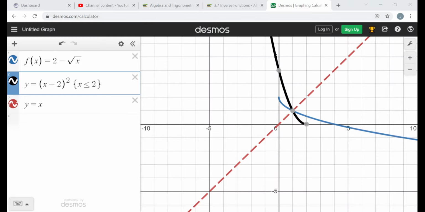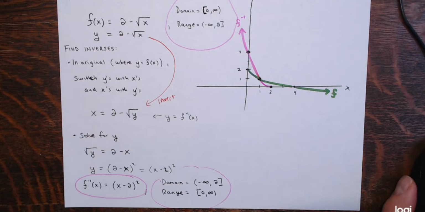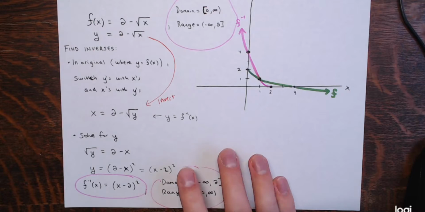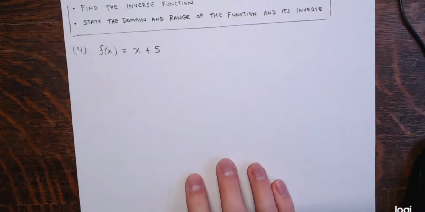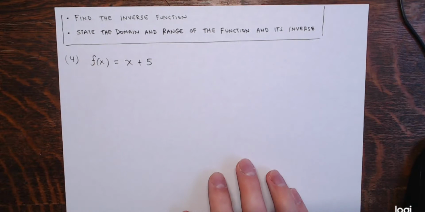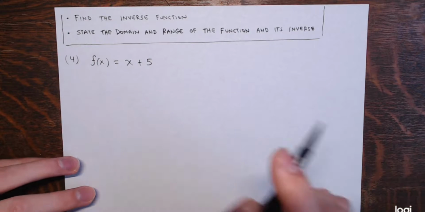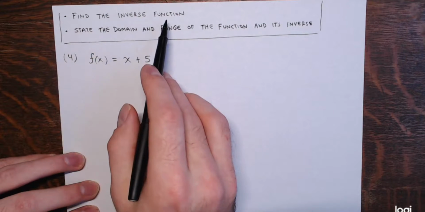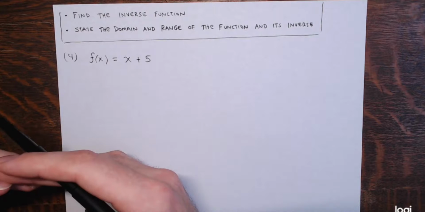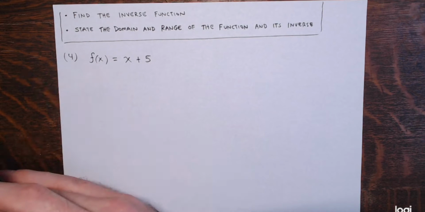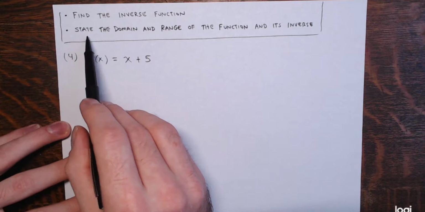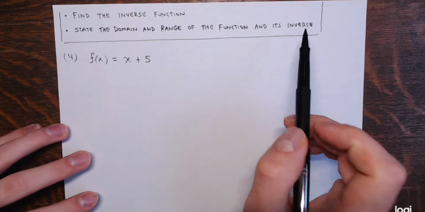Okay, so now let's go back here, and that's it for that try it problem number 8. Now for the next examples. These are taken from the exercises in the book. I have 2 instructions. One, find the inverse function, where I switch y's with x's and x's with y's and solve for the new y. Then state the domain and range of the function and its inverse.